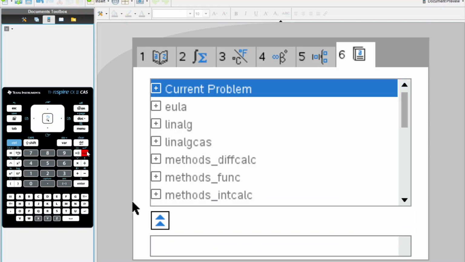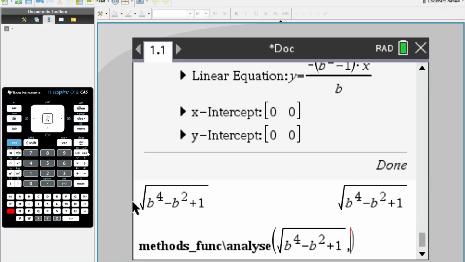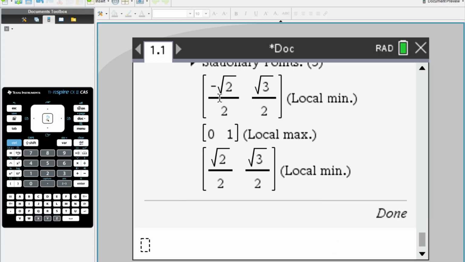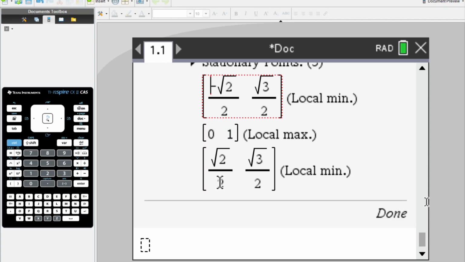But essentially what we want to do now is analyze this guy with respect to b. We want to find the value of b for which this distance here is a minimum. So analyze this, and it looks like we get local minimums at b equals minus root 2 on 2, or b equals plus root 2 on 2. So that should be c there if you just divide the top and the bottom by root 2.